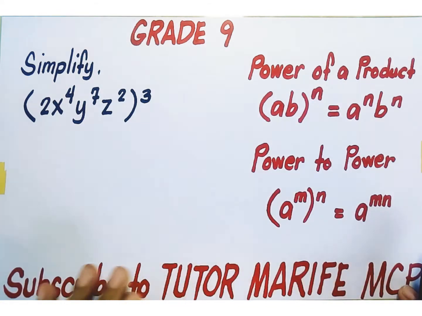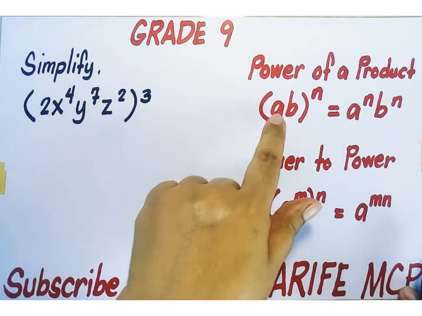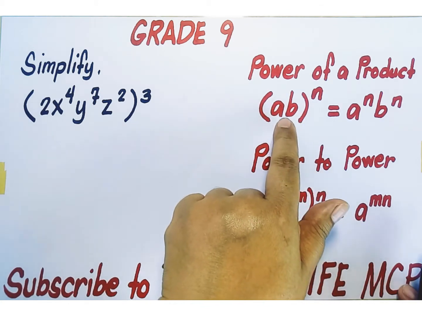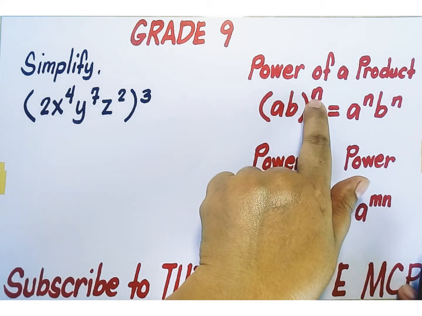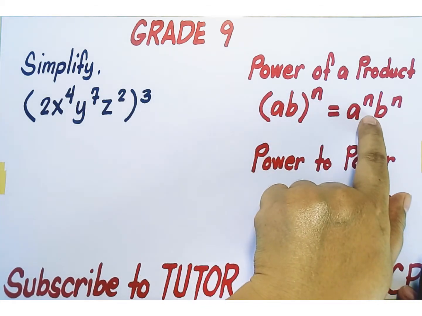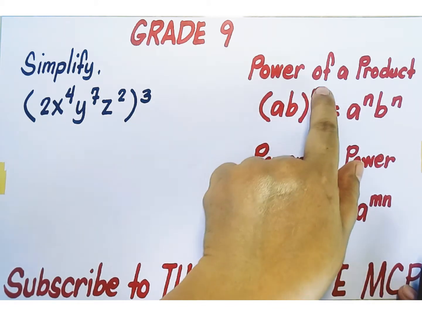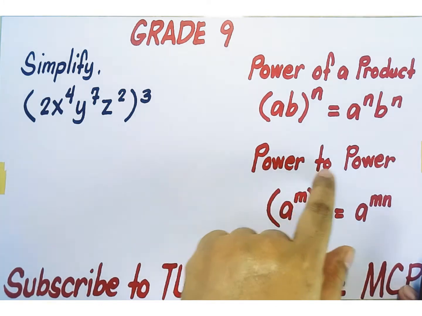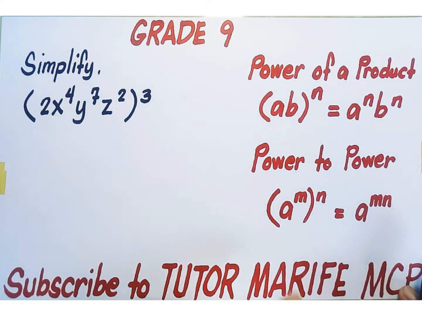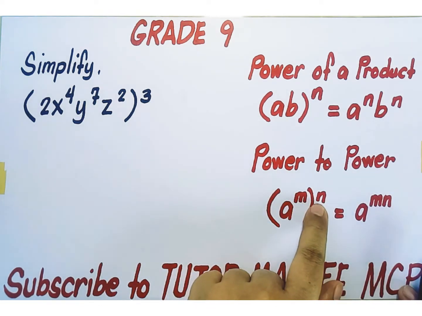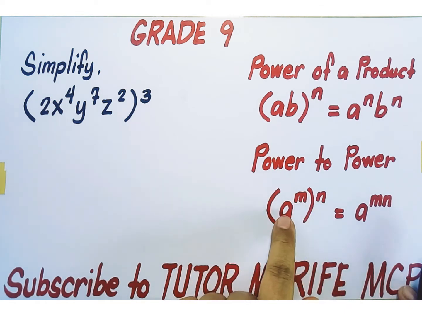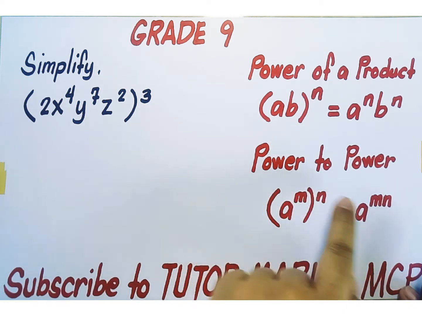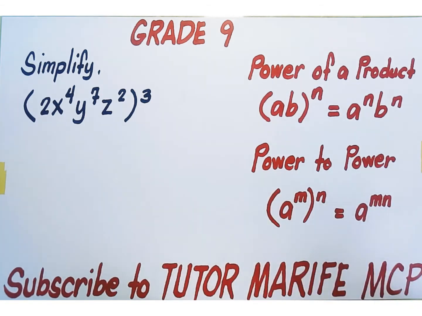The power of a product rule tells us that when we have more than one factors being multiplied together and raised to a power, it is equal to the product of each factor raised to the same power. The power to power rule tells us that when an exponent is raised to another exponent, we keep the same base and combine the exponents into one by multiplying them together.